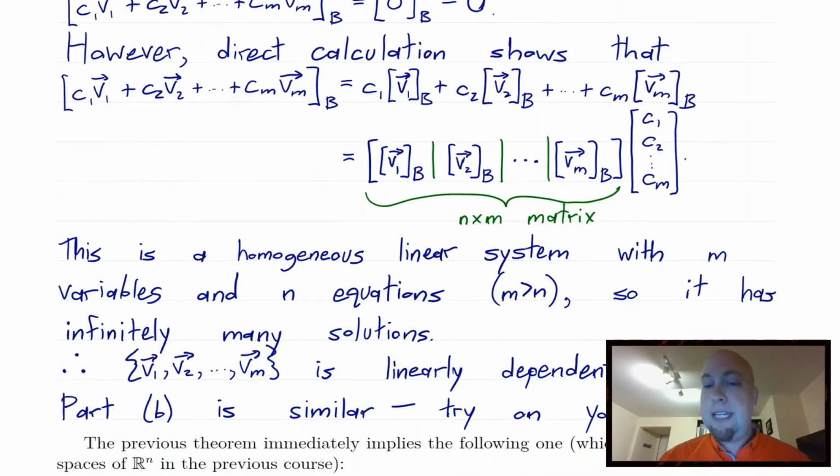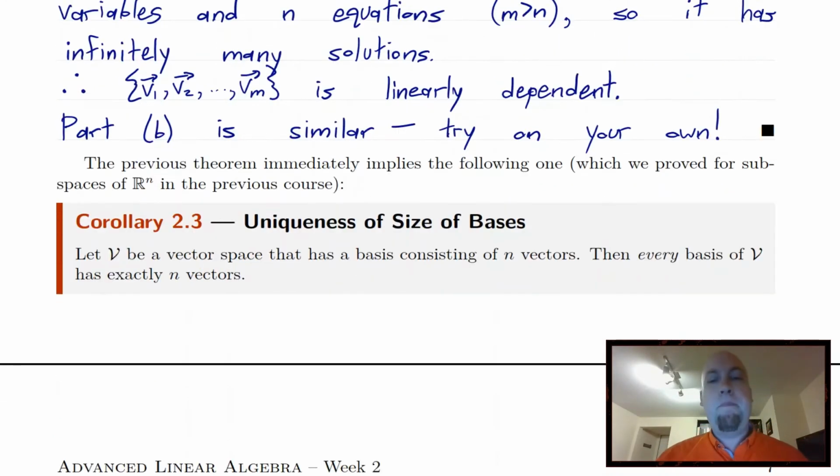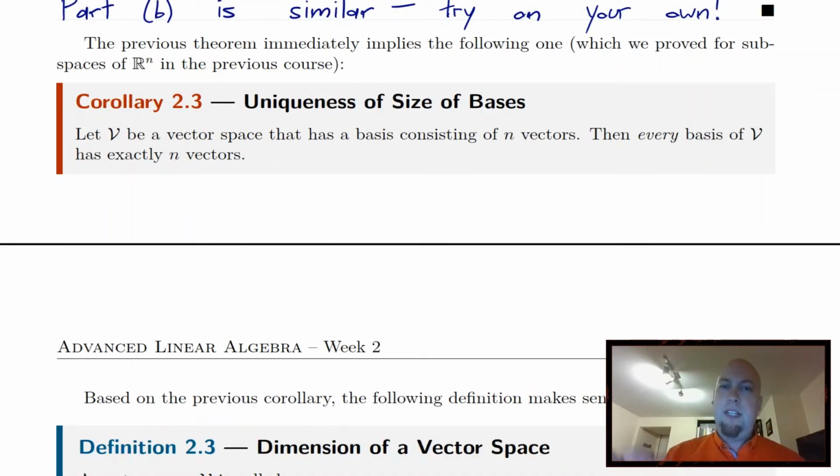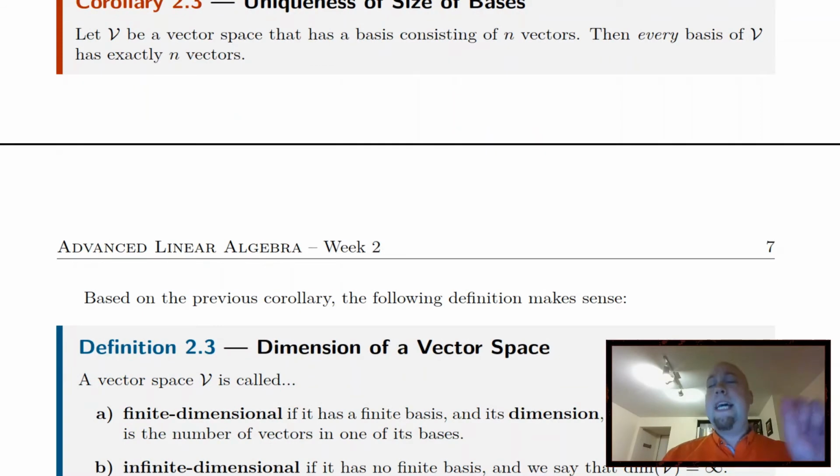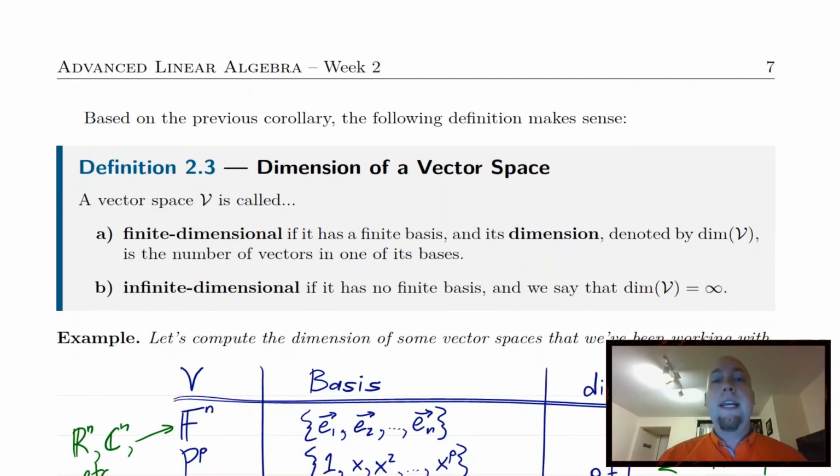So that's how you get that every basis of a vector space, at least a vector space with a finite basis, they all have to have the same size as each other. And the really nice thing about this corollary is that it lets us define a really important quantity about vector spaces. It lets us define what we call the dimension of a vector space.